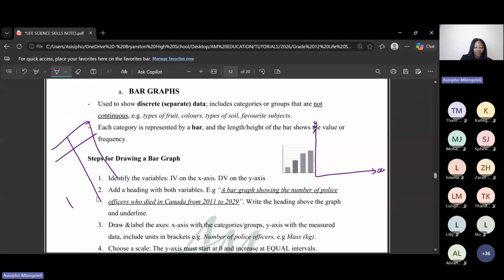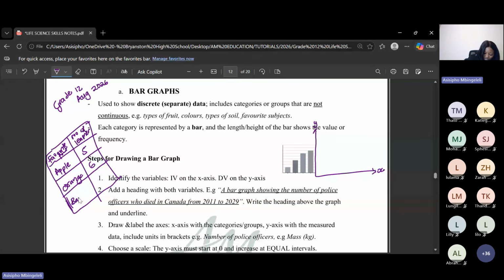Okay, so let's say I collect data from you guys about your favorite fruits. So this is data from grade 12 students in August 2026. I then ask you from the options that I'm giving you, which one is your favorite fruit? And then here I'm going to record the number of learners. We're going to forge this data. How many of you are saying apple is your favorite fruit? Then people raise their hands and I count 5 students. How many of you are saying orange? I count and I get 6. And how many of you are saying banana? I love banana, so I'll probably count myself here also. Let's say 12 students. Okay, this is our data.